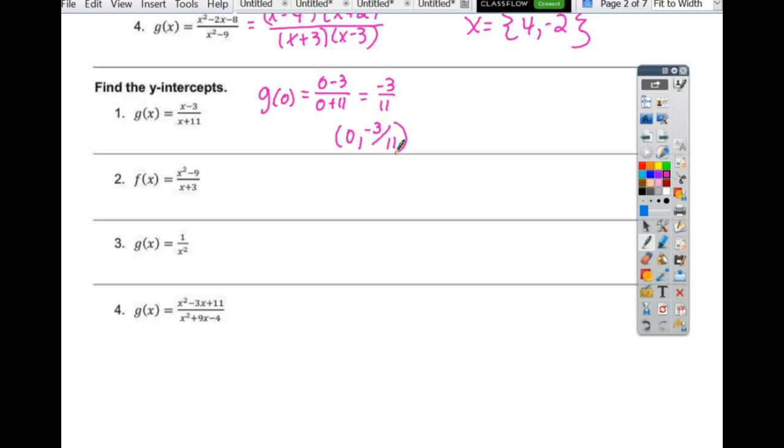So this one, the y-intercept happens after we reduce. So x plus 3, x minus 3. So what cancels? That gives you point discontinuity. I want to know what the y-intercept is. So this is my reduced function. So I get 0 and negative 3.